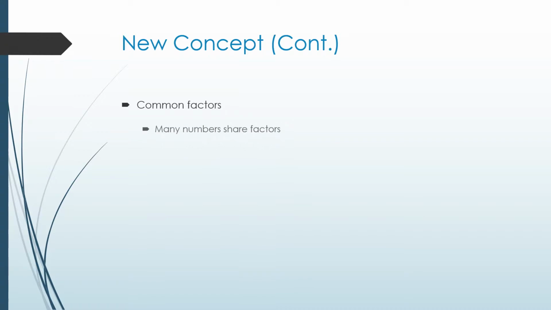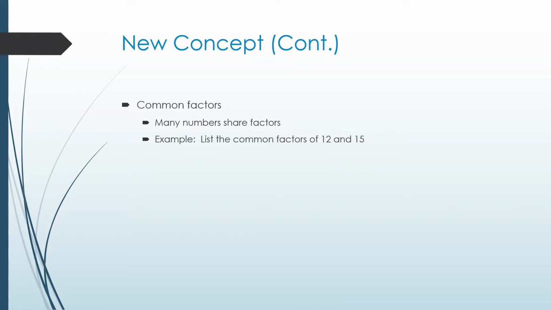Common factors. Many different numbers share factors. They might have some of the same factors. Those are called common factors. So if we wanted to list the common factors of 12 and 15, our first step would be to find the factors of each number.